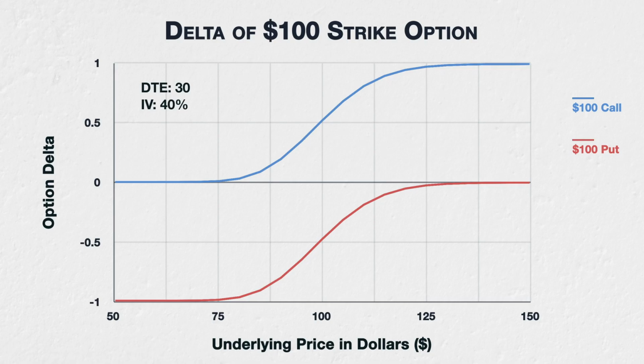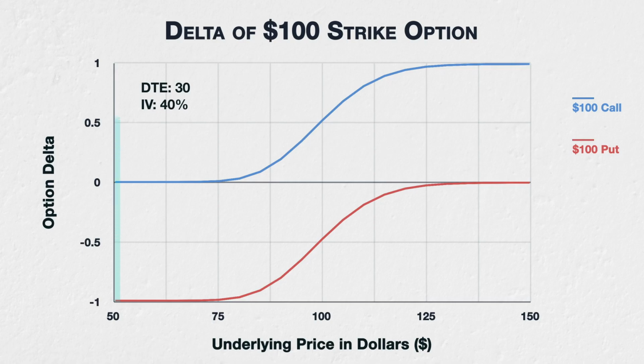So gamma measures how quickly this delta line moves up or down as we move the underlying price from left to right. We'll bring on the gamma chart shortly, but let's see if we can figure out what it's going to look like with these parameters without doing any calculations.